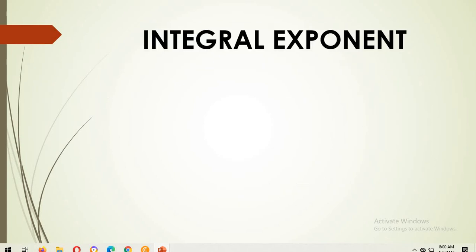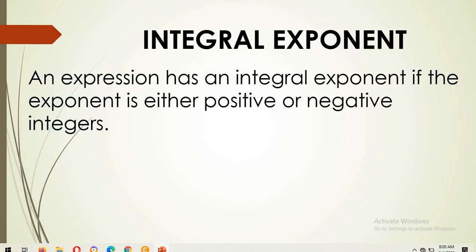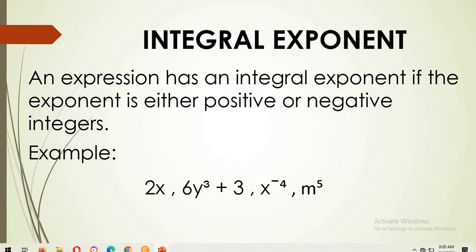Let's go on now to integral exponent. So, an expression has an integral exponent if the exponent is either positive or negative integers. So, doon natin masasabi na integral exponent siya kapag may positive and negative integers yung inyong exponent. So, example, yan, 2x. So, kung mapapansin nyo, walang nakasulat na exponent dyan. That is automatic 1. Okay? May 1 dun sa taas ng 2, may 1 dun sa taas ni x.